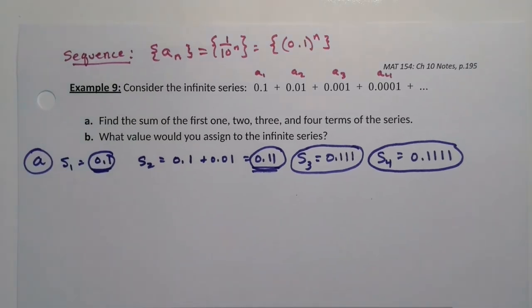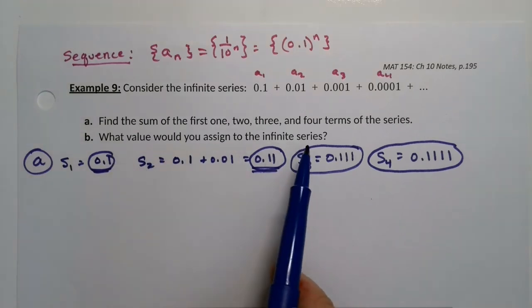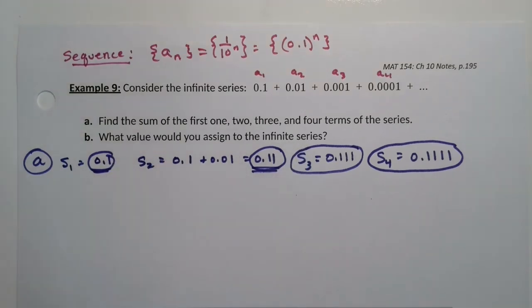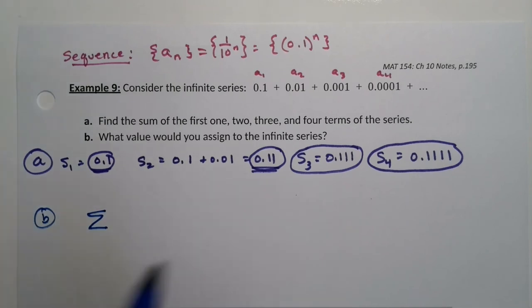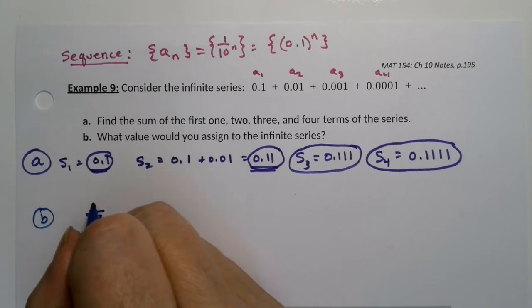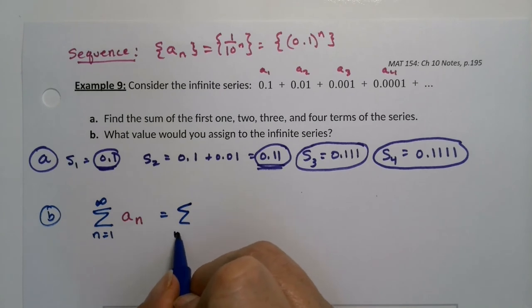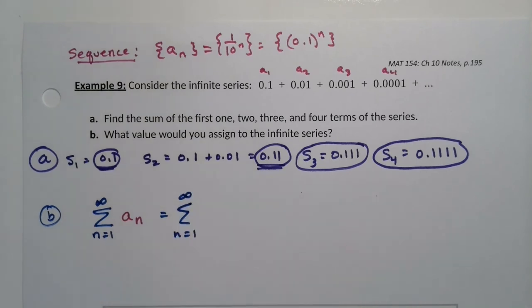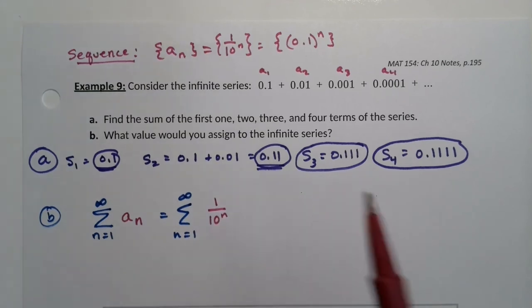Now for part B, here's where the fun begins. They want us to find a value that we would assign to the infinite series. And to do that, I want us to think about this a little bit more. So if I take the sum of that sequence from 1 to infinity, that is the sum from 1 to infinity of 1 over 10 to the n, or if you like, 0.1 to the n. It's all good.